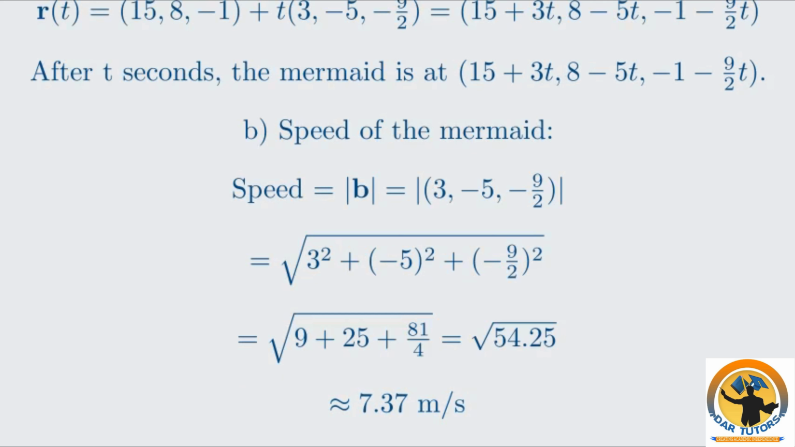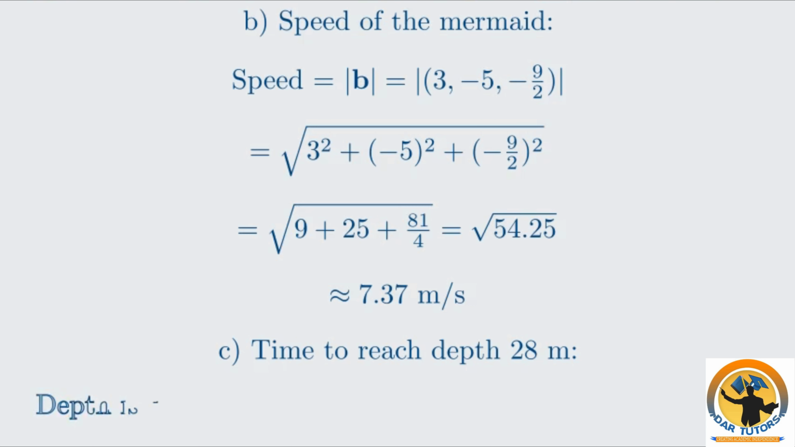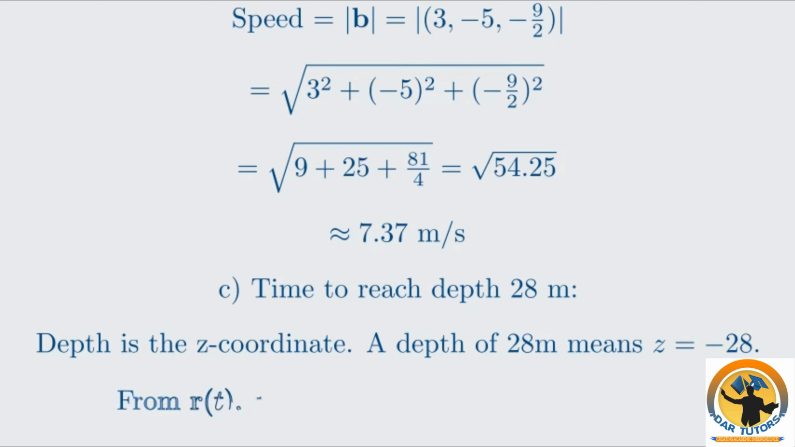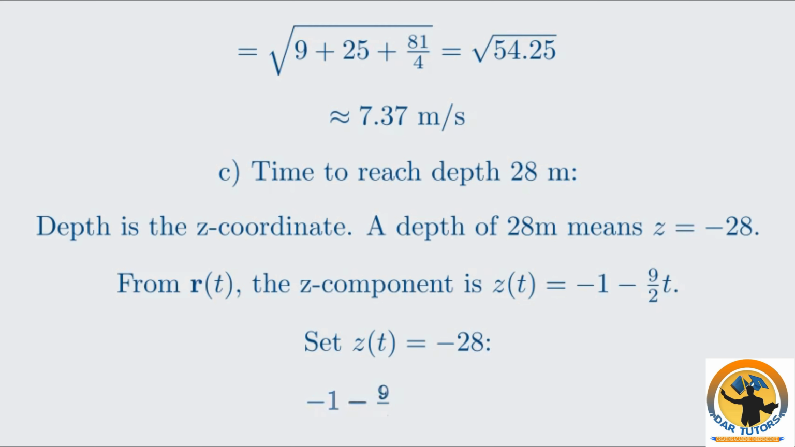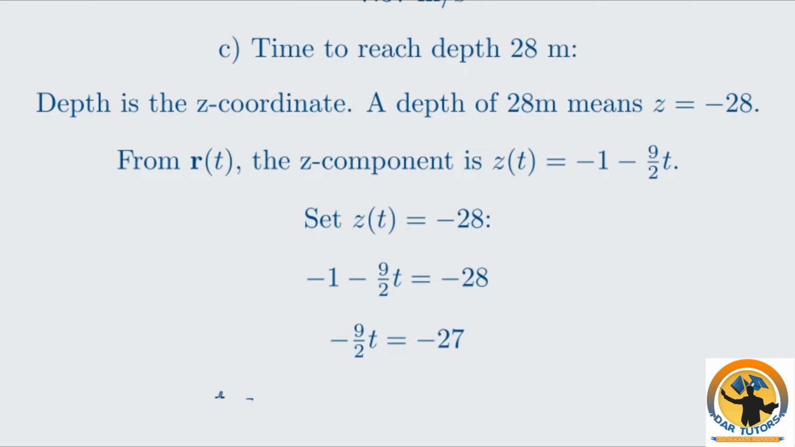Finally, let's find the time when she reaches a depth of 28 meters. In this problem, depth is represented by the z-coordinate. We need to be careful with the sign. If the initial depth is minus 1, then a depth of 28 meters means the z-coordinate is minus 28. We set the z-component of our position vector, negative 1 minus 9 over 2 t, equal to negative 28. Solving this equation for t, we add 1 to both sides to get negative 9 over 2 t equals negative 27. Multiplying by negative 2 over 9, we find that t equals 6. So the mermaid reaches a depth of 28 meters after 6 seconds.